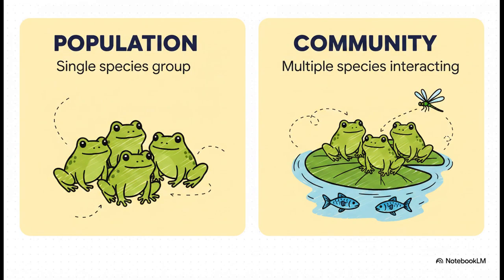When you get a bunch of individuals of one specific species living together in a habitat, that's a population, like all the green frogs in a specific pond. But, those frogs aren't just chilling alone.